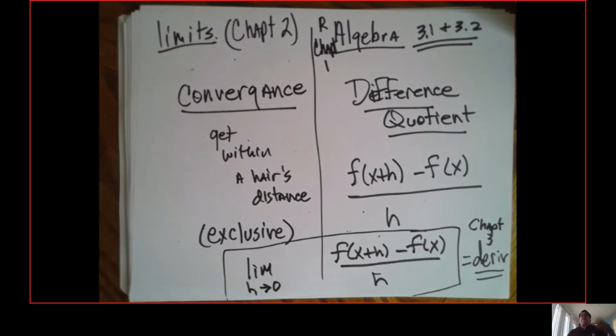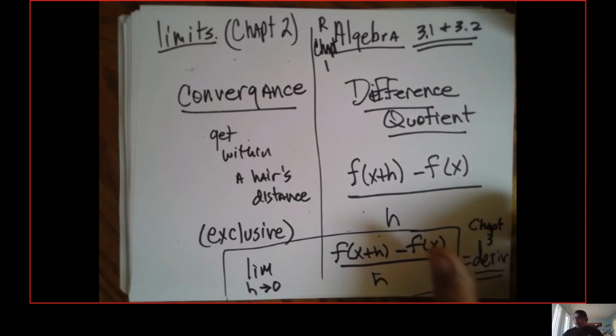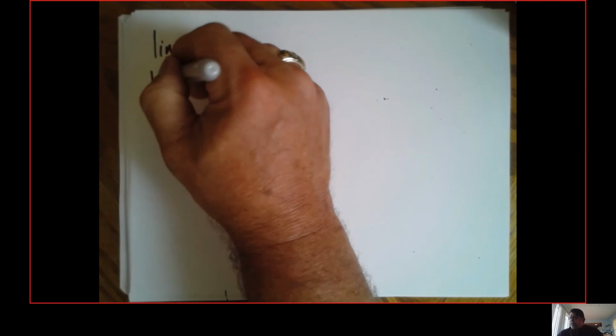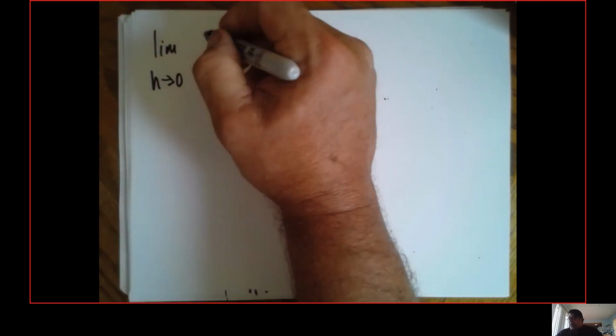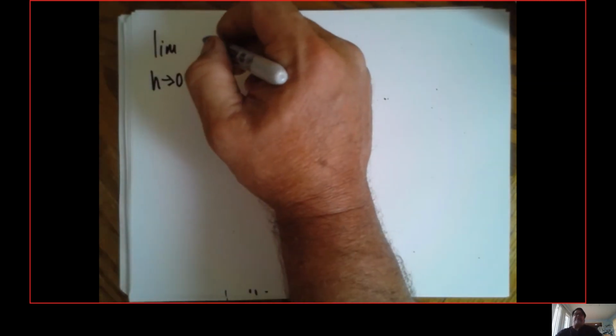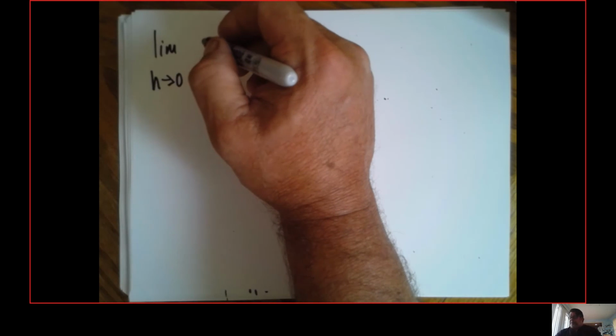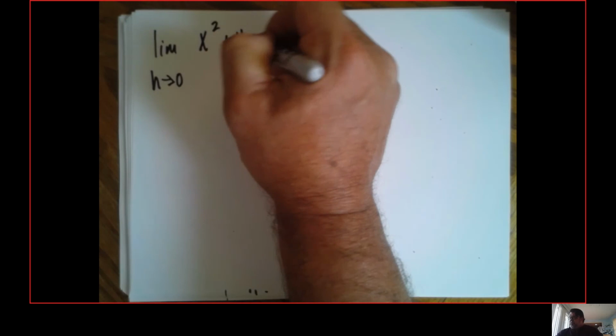Okay? So just for giggles, I'm going to do one just to remind you and apply the limit theory. So that way, those of you that want to go ahead and get started on 3.1 and 3.2, you can knock it out. So let's do limit h approaches 0 of, I'm just going to go with something simple. I'm going to go with a simple parabola. x squared plus 4x plus 4.